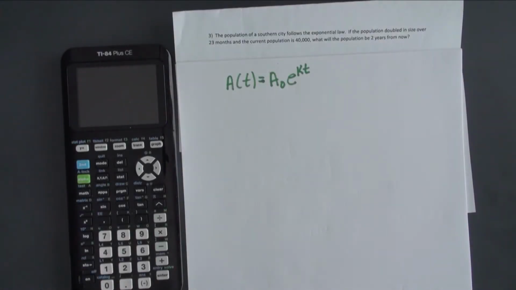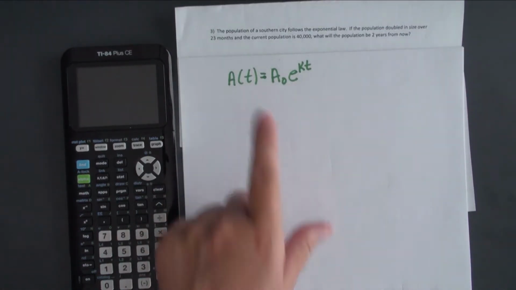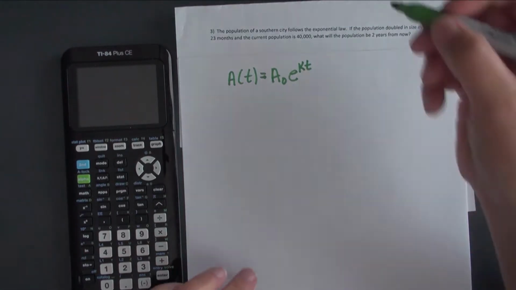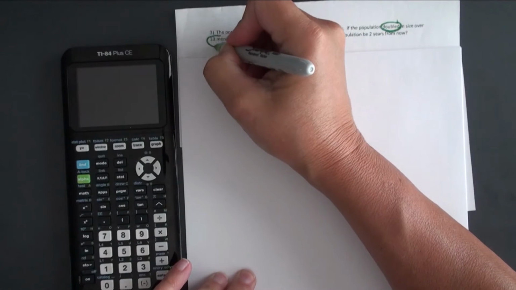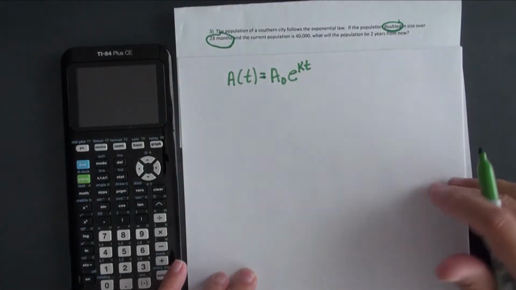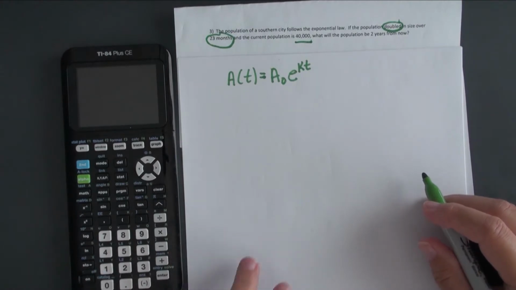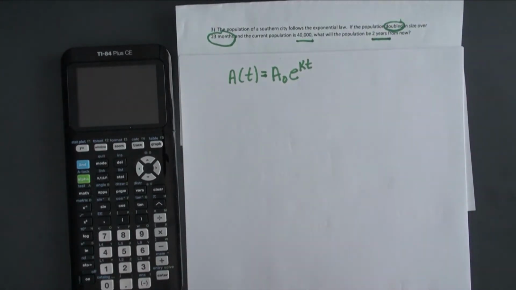This problem is the third problem on the worksheet that you have. The population of a southern city follows the exponential law. So that means it follows this law here. If the population doubled in size in 23 months, and the current population is 40,000, what will the population be in 2 years?